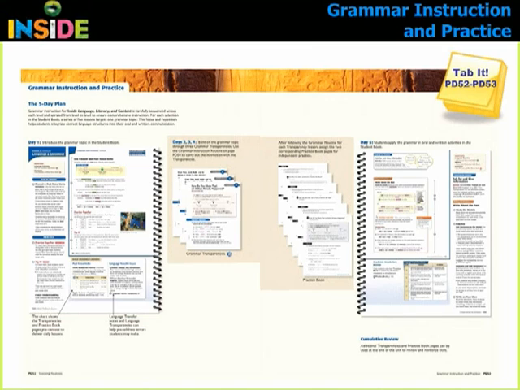Pages PD 52 and PD 53 in the front of your Teacher's Edition provide you with an at-a-glance view of the 5-step plan. Go ahead and take a second to tab this page in your own Teacher's Edition for future reference.